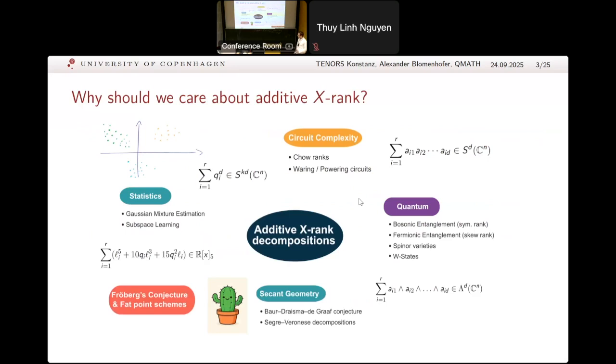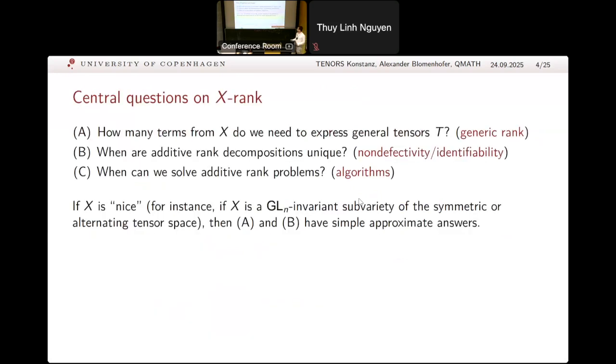So the thing is, all X-rank decompositions, I like to study them over the complex numbers. I put the real numbers here because for the Gaussian mixtures, for the application, it only makes sense to look at real ones. But you can still study them over the complex numbers. Nobody forbids you to do so. And if you show identifiability over the complex numbers, then you also have identifiability over the reals. But good question.